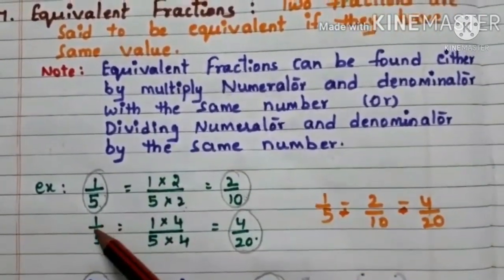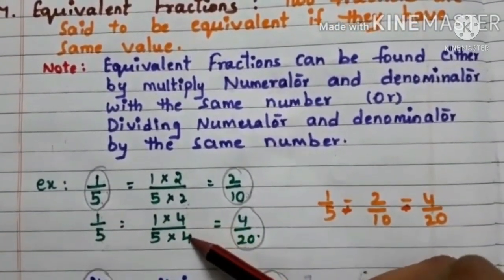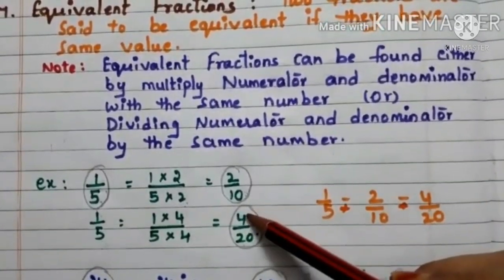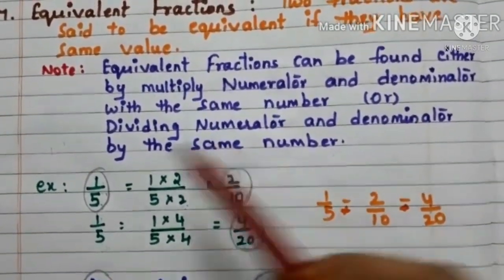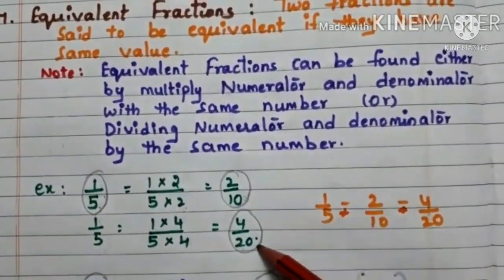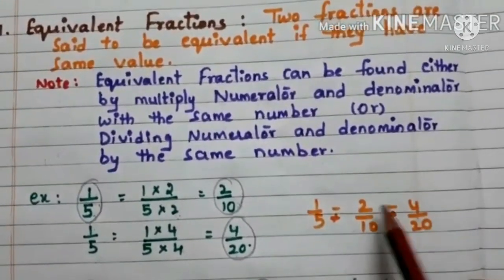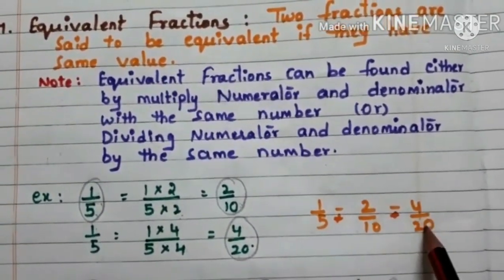Okay, now I am taking the same fraction 1 by 5 and multiplying the numerator and denominator by the number 4. Here I got the result 4 by 20. So now 1 by 5, 2 by 10 and 4 by 20 are said to be equivalent fractions. Why? Because they have the same value.